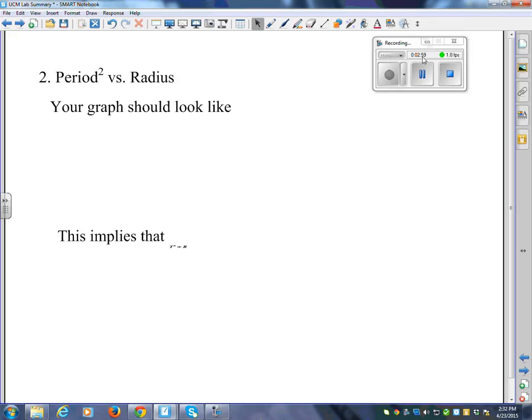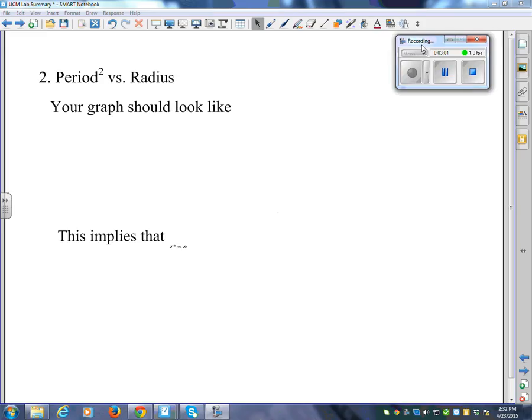Okay. The second one that you graphed was the radius. What did you find? Complete the sentence. The longer the string was, the longer or shorter was the period. When it was a long string, did it take a long time to go around, or did it take a short time to go around? A long time. Pretty obvious, right? Short little guy goes around fast, right? Long one takes a long time to go around. It's pretty obvious. What kind of graph should that be?